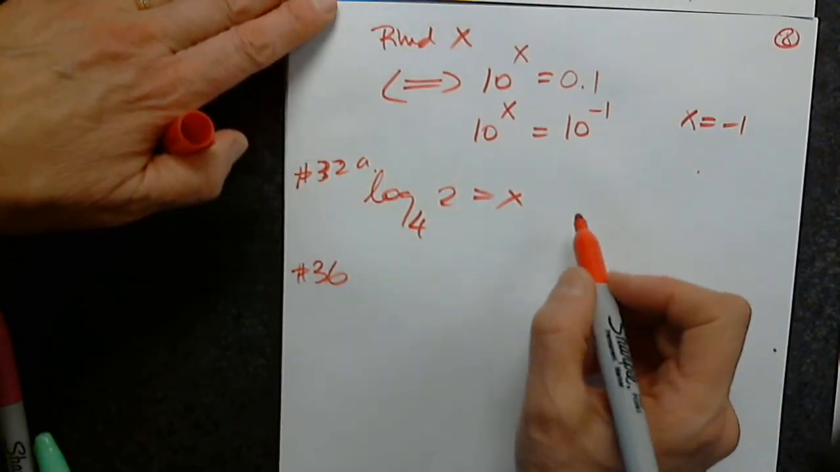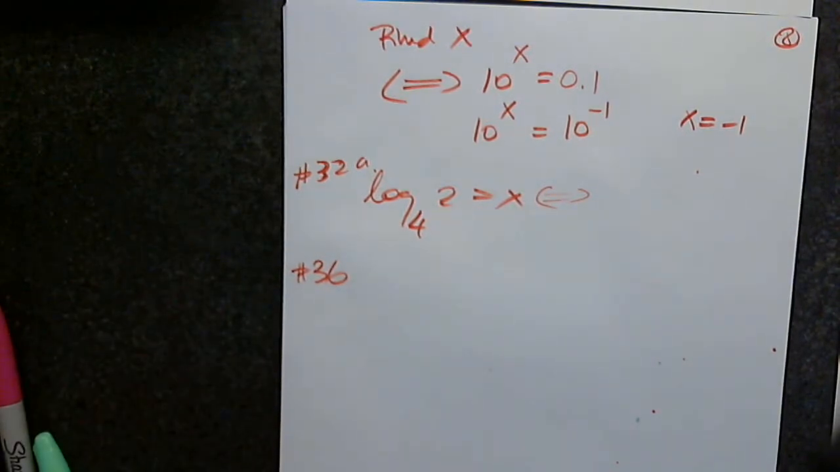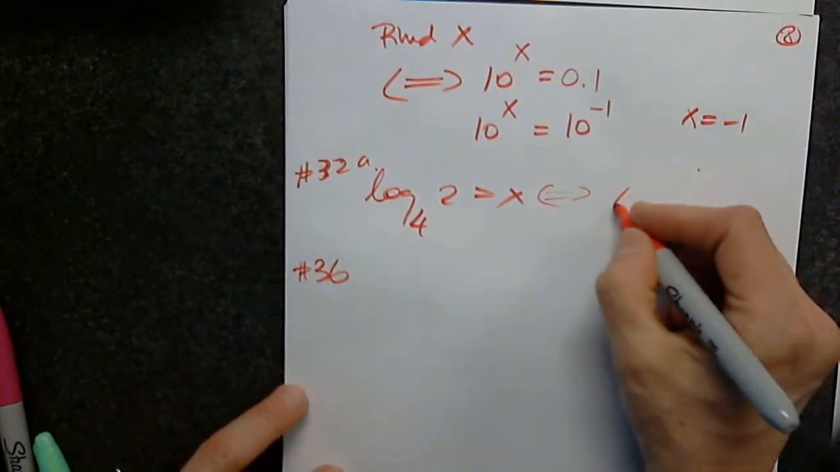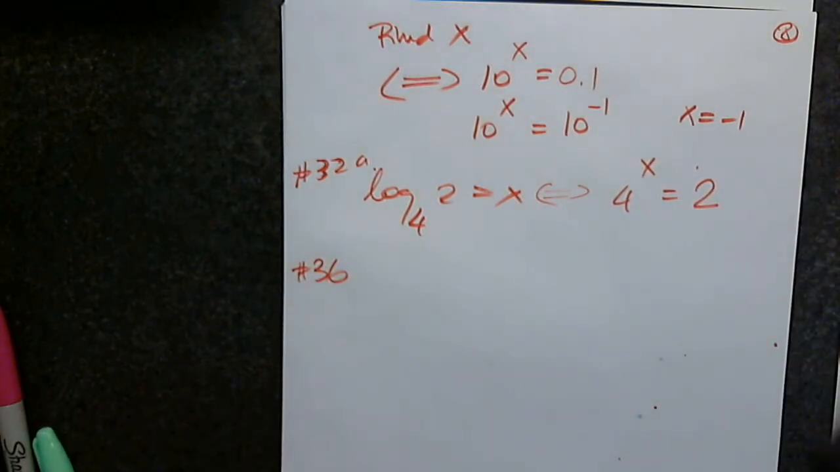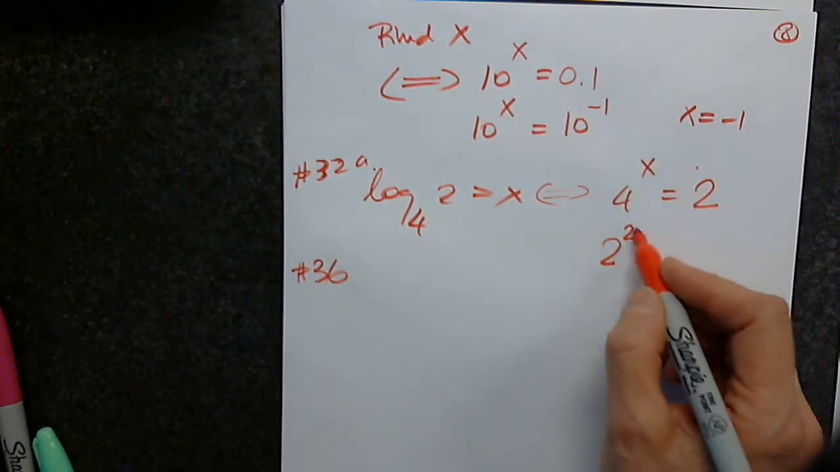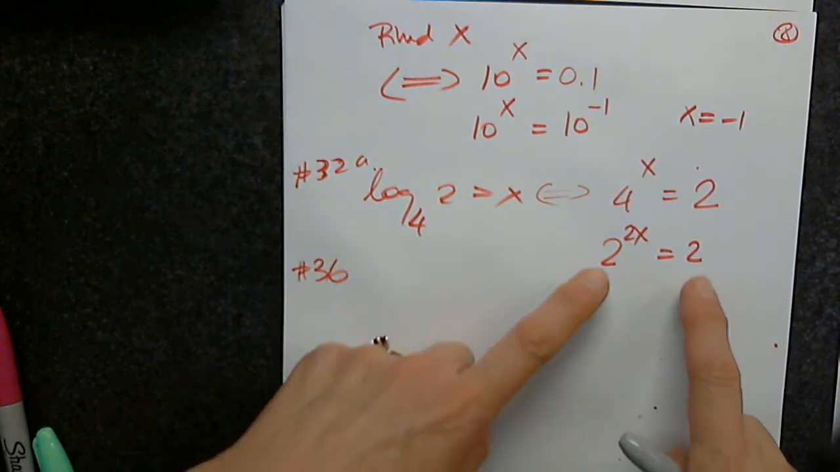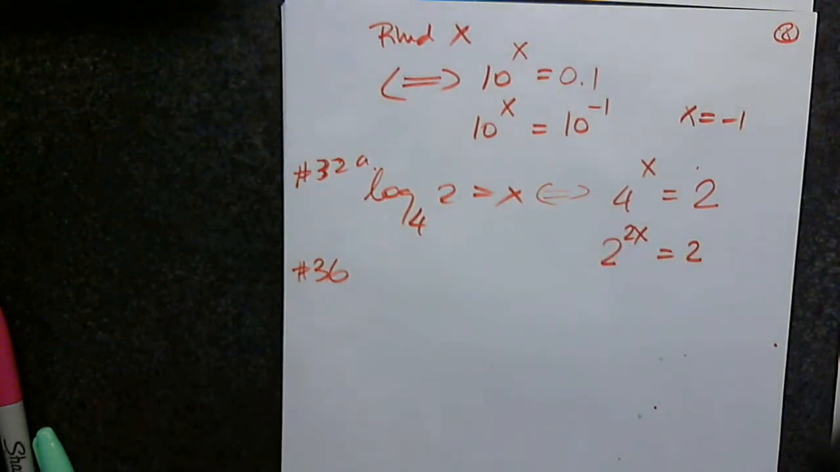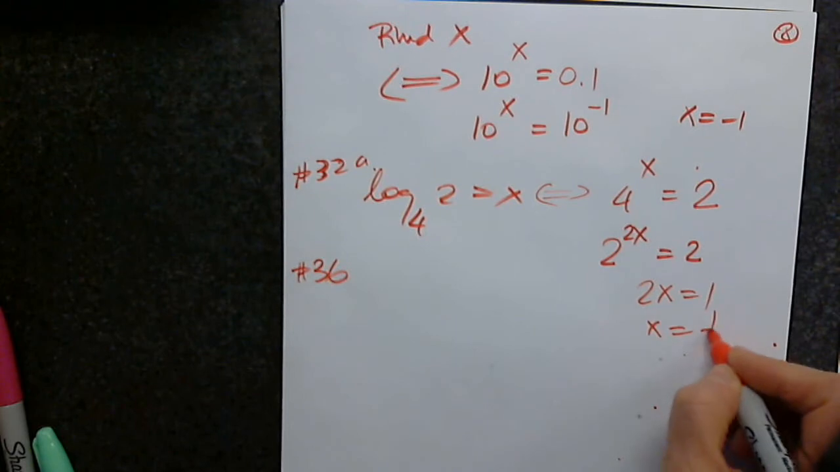I don't know what this is, but I know it can be changed. 4 raised to x equals 2. I'm in business as long as I can present both sides with the same base, and I can. 4 is 2 squared, so 2 squared to the x equals 2. Two numbers are equal, and luckily they have the same base. So the exponents must be equal, so x equals 1/2.